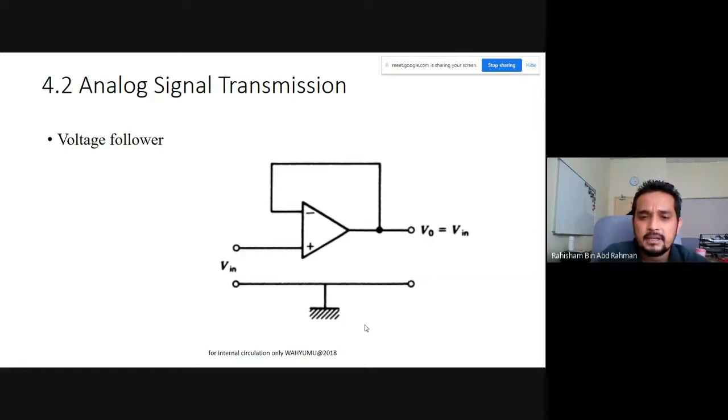Some element we call it isolation purpose. Some element you don't want to be raised on the other side. What you need to do, you need to introduce some sort of circuit as an isolation. If anything happens on the left side, it won't affect the right side. That is the reason to establish this voltage follower circuit. Good.